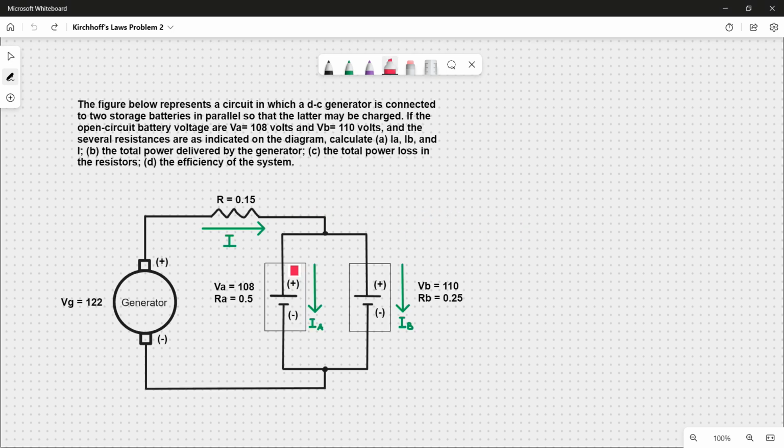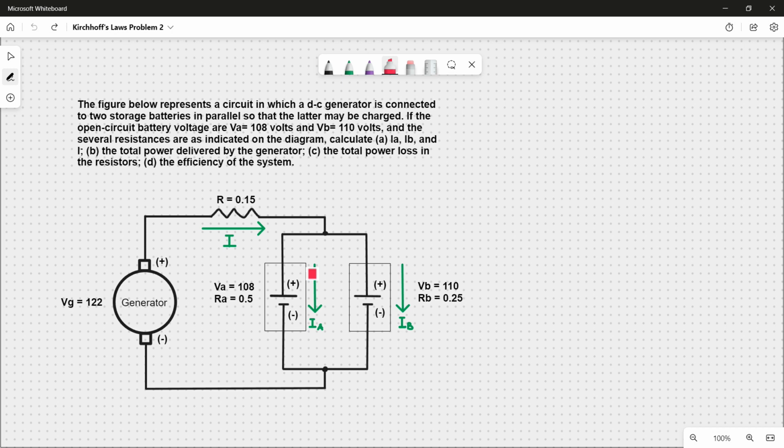The figure below represents a circuit in which a DC generator is connected to two storage batteries in parallel so that the latter may be charged. If the open circuit battery voltages VA is equal to 108 volts and VB is equal to 110 volts, and the several resistances are as indicated on the diagram, calculate IA, IB, and I, the total power delivered by the generator, the total power loss in the resistors, and the efficiency of the system.